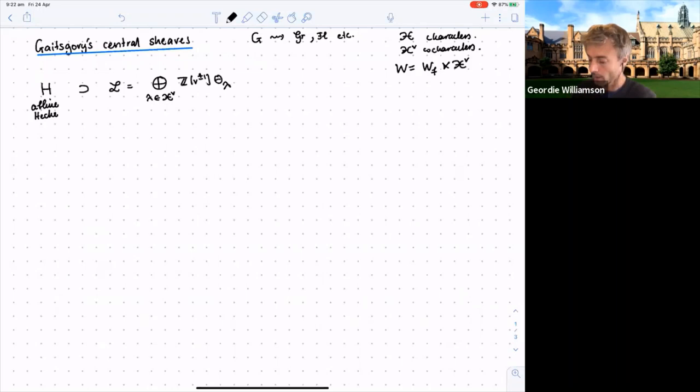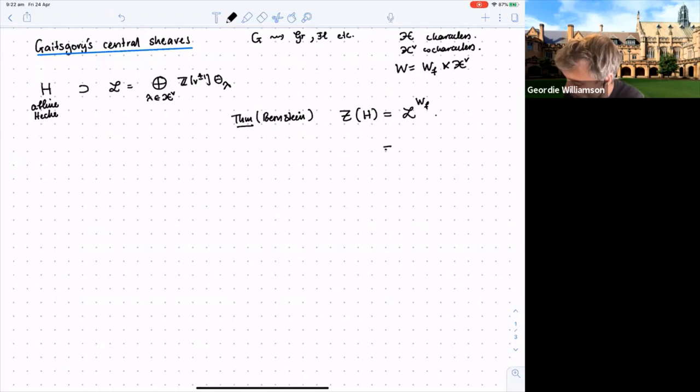So we've been over this Bernstein presentation, and then the theorem of Bernstein is that the center of the affine Hecke algebra is the W_f invariants. And this is the same thing. This is canonically isomorphic to Z[B^{±1}] tensored over Z with the representation ring of the dual group. Okay, and last semester we saw that this is significant in terms of the representation theory of p-adic groups.